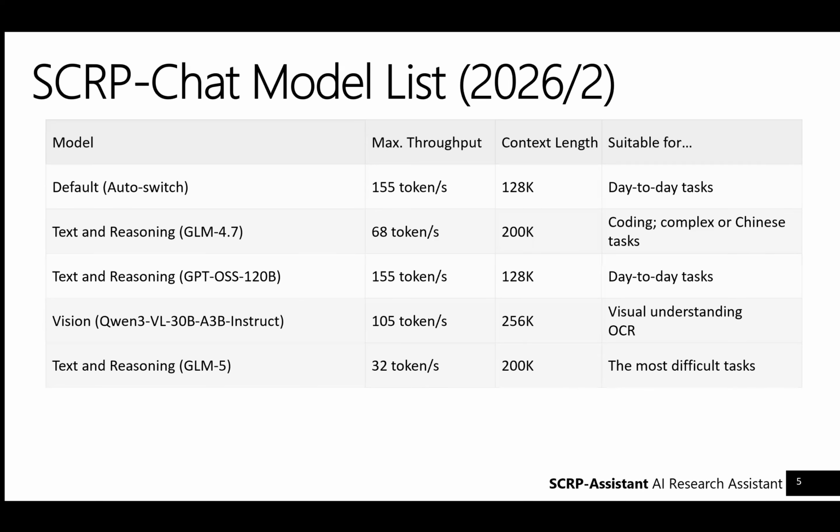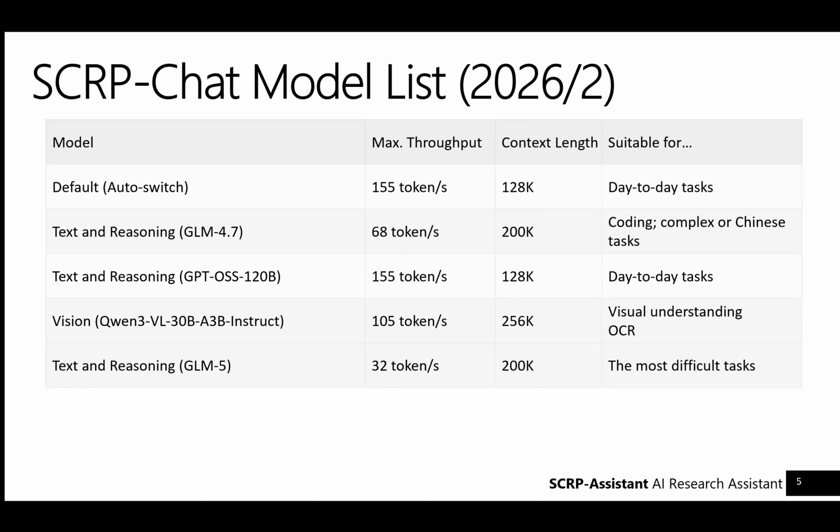the default is basically an auto switch between GPT-OSS and Qwen3-VL. So these models are relatively lightweight, so they run very fast, but they're still very powerful, much more so than what you can run on your own computer. But then we also offer some very high-end models.